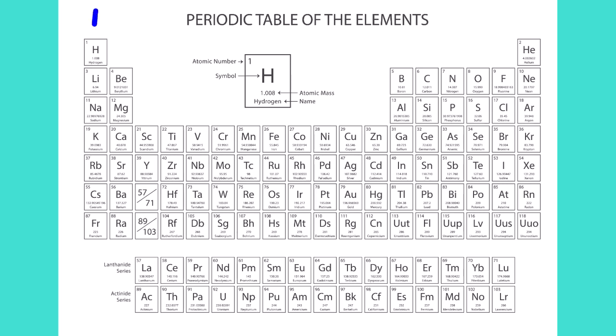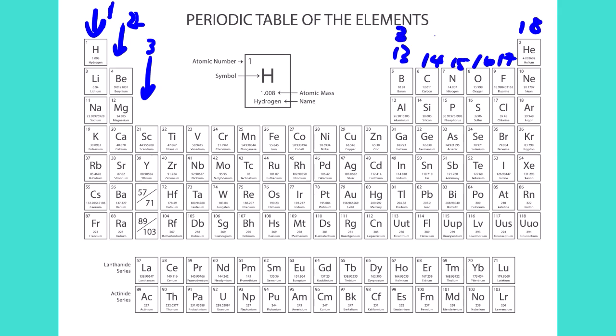We know that we have groups. It's group number 1, 2. If you consider this as 3, this will be 13, 14, 15, 16, 17, 18. But if you say it's 1, 2, this will be group number 3, 4, 5, 6, 7, and then we have 8. And then we know that our rows, we call them periods.